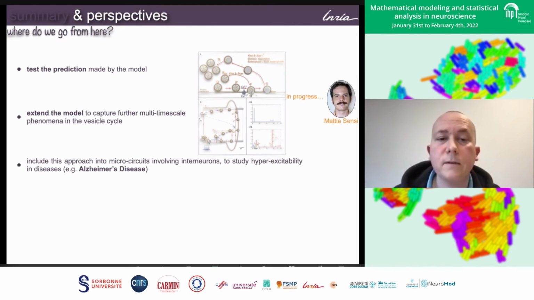And of course, we would very much like, and that's what we're also starting to do, to connect with the recent results by Afia and include this multi-timescale synaptic transmission model into microcircuits involving both excitatory and inhibitory neurons, and study key phenomena, in particular this hyperexcitability that she has mentioned in link with Alzheimer's disease.